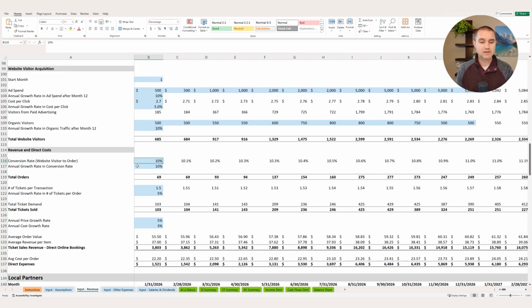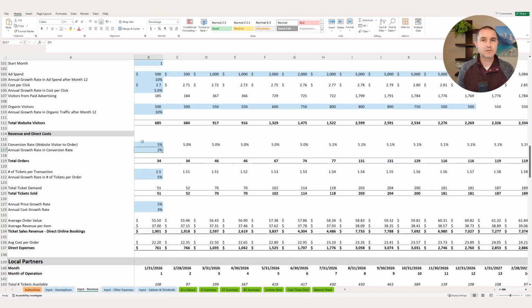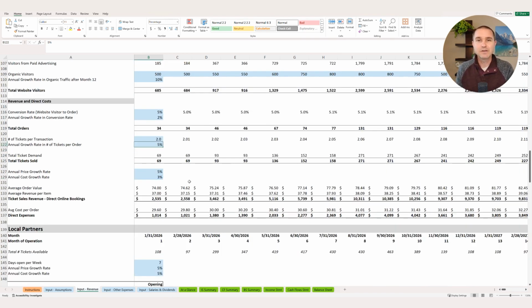Let's say we've got a conversion rate. Maybe 10% is pretty high conversion rate. Maybe we'll set that to 5% with a 2% growth rate. So lowering that conversion rate of website visitor to order a little bit, but maybe the number of tickets per transaction is a little bit higher. So maybe it's 2 tickets on average because maybe our tour is typical for families or not something you would do alone very often. You can set a price increase and a cost increase on an annual basis.